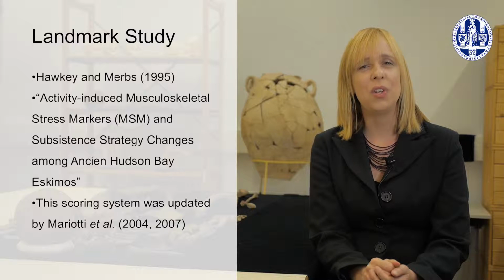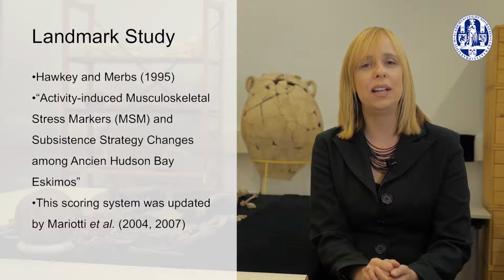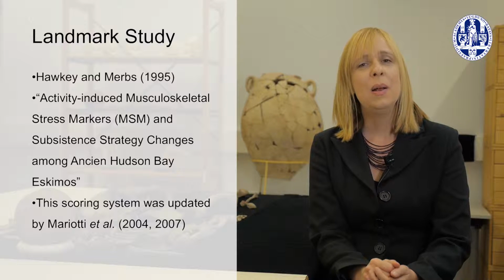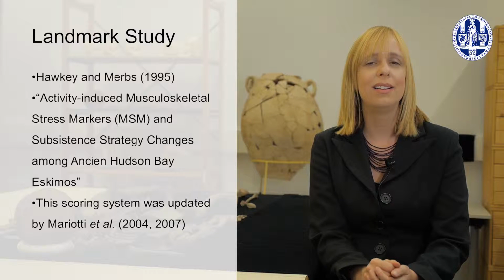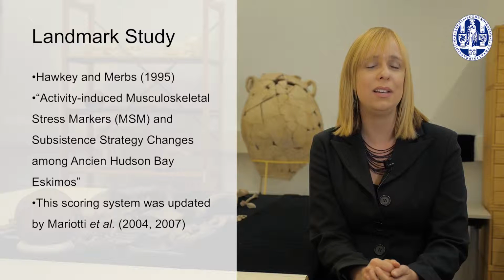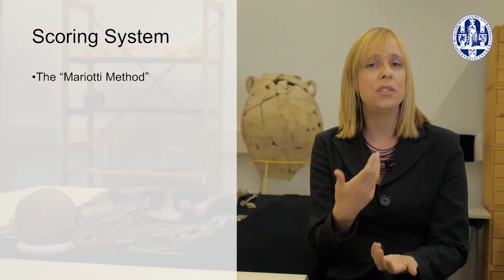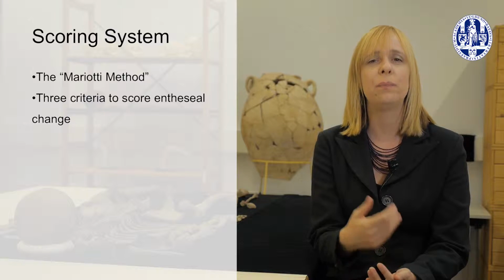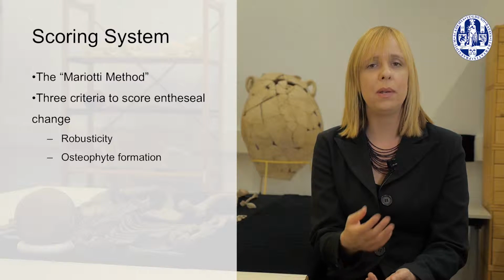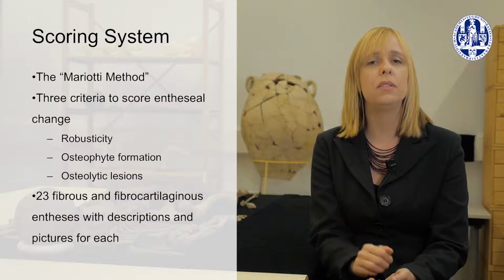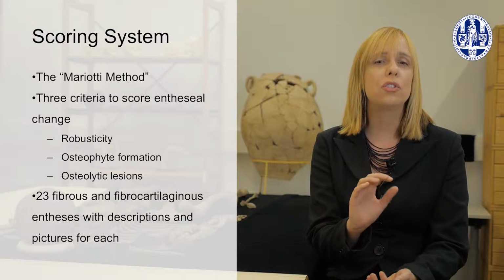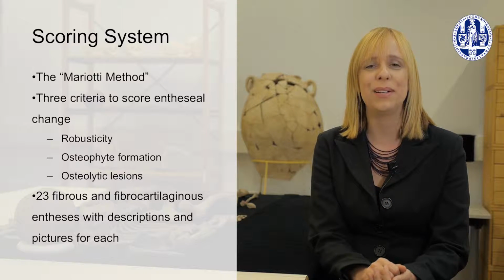In 1995, doctors Hawkey and Merbs published a landmark study on Hudson Bay Inuit populations that became the driving force for musculoskeletal marker research in osteoarchaeology. Their initial system for scoring entheses was updated by Dr. Mariotti and colleagues in the 2000s and has become widely used. This Mariotti method uses 3 criteria to score entheseal change, namely robusticity, osteophyte formation, and osteolytic lesions. The method was developed for 23 fibrous and fibrocartilaginous entheses with descriptions and pictures of robusticity scores for each.